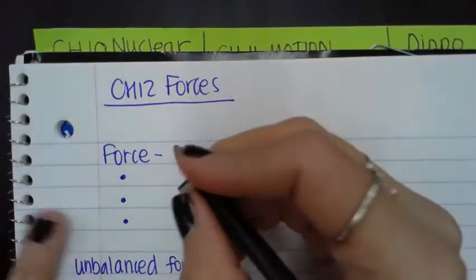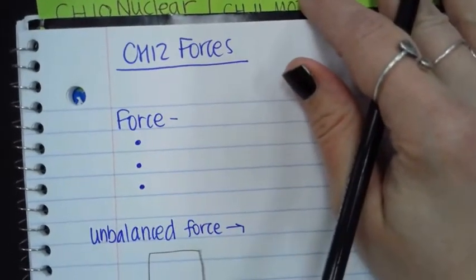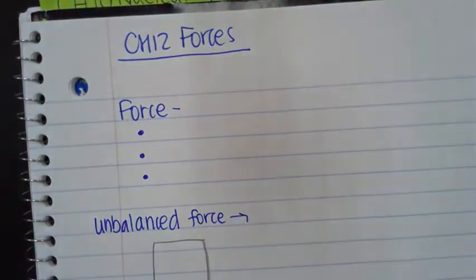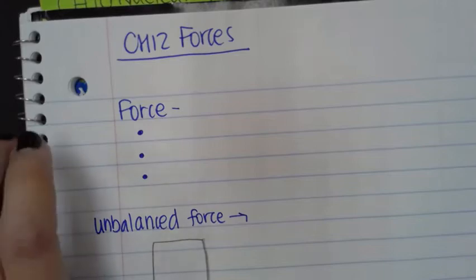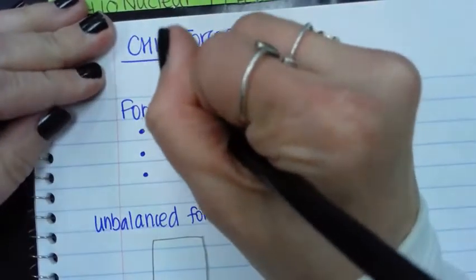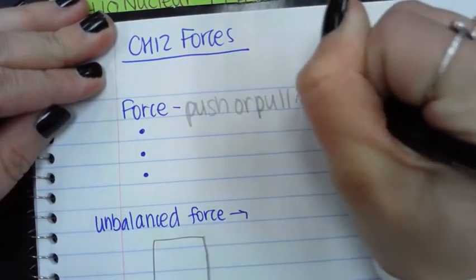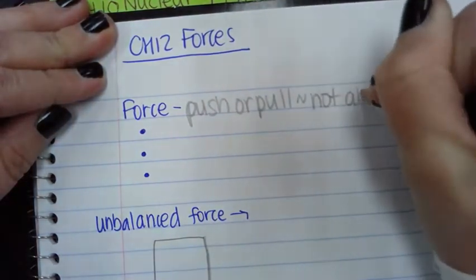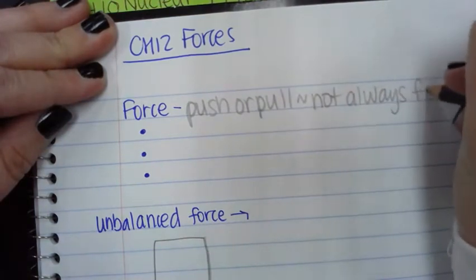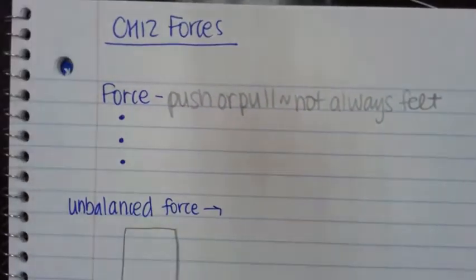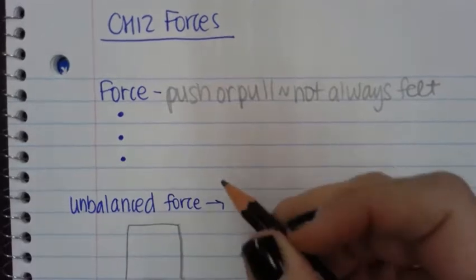A force, and we're going to use that same definition that you probably learned in elementary school, and that's okay because it's still valid. A force is a push or a pull. And it's not always felt. Earth's gravity is pulling on us right now, but we don't feel it actively pulling on us. So that's what I mean by it's not always felt.